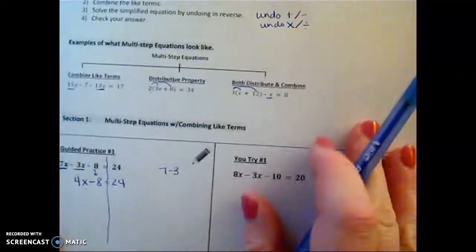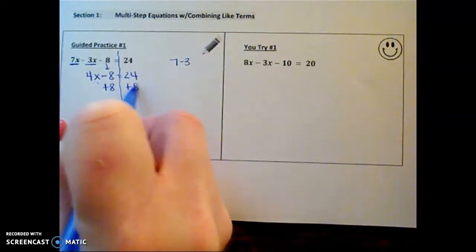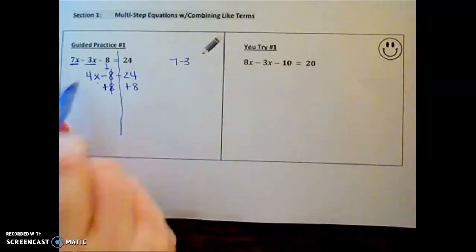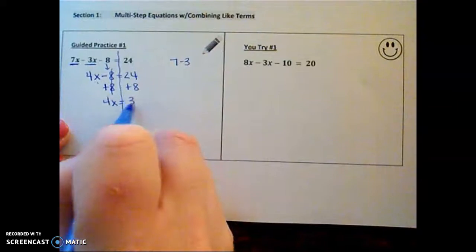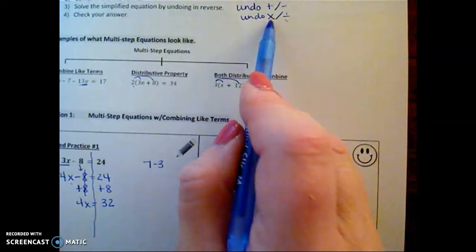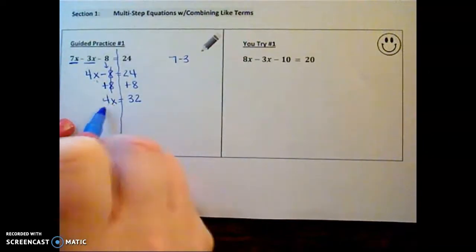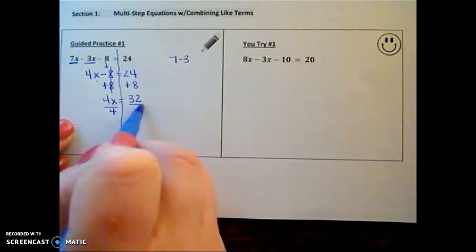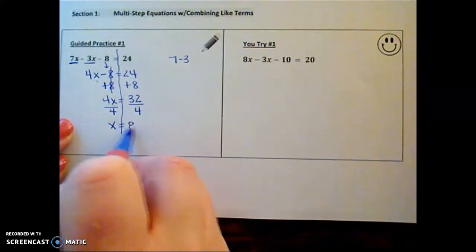Remember, we're going to undo the addition or subtraction first and then undo the multiplication or division. So we're going to undo the subtraction of 8 by adding 8 to both sides. So these cancel, leaving me with 4x on the left side, and over here 24 plus 8 is 32. Now I'm going to undo that multiplication using division. So we have 4x means 4 times x. So we're going to undo that multiplication by dividing by 4 on both sides. So we get x equals, and 32 divided by 4 is 8.